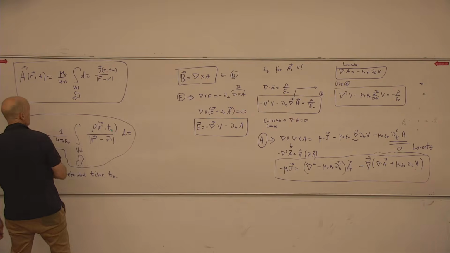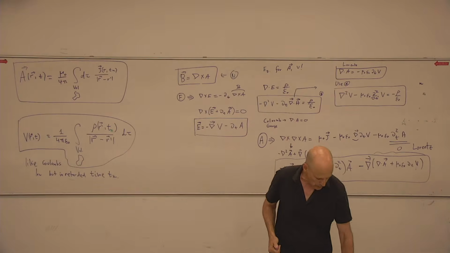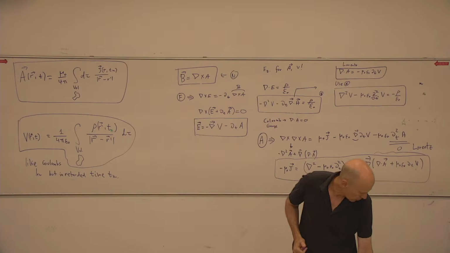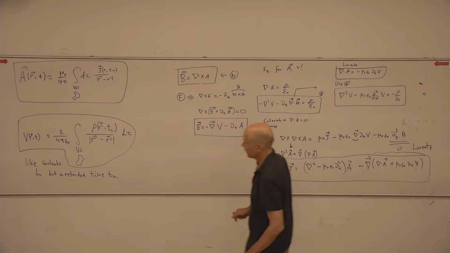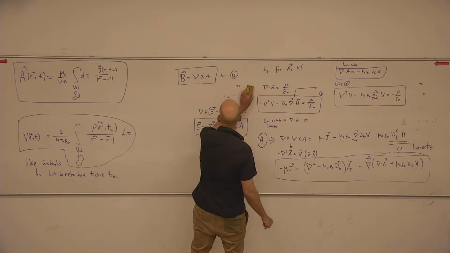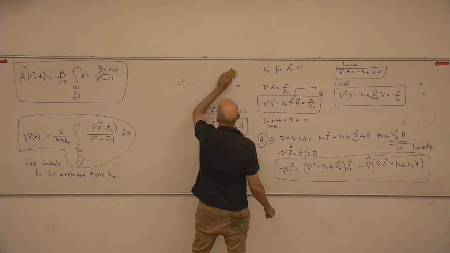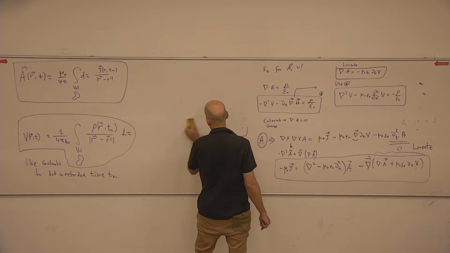Okay, and of course, this is the beginning. But what is this Tm? This Tm is the retarded time. It is the following thing. And here comes the complication.